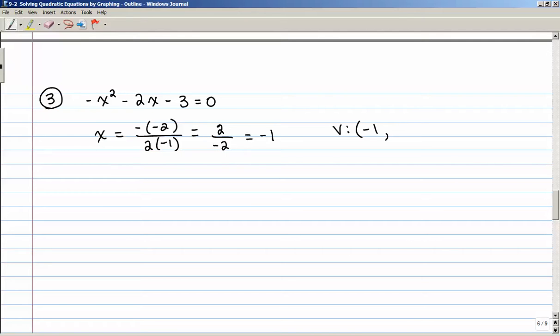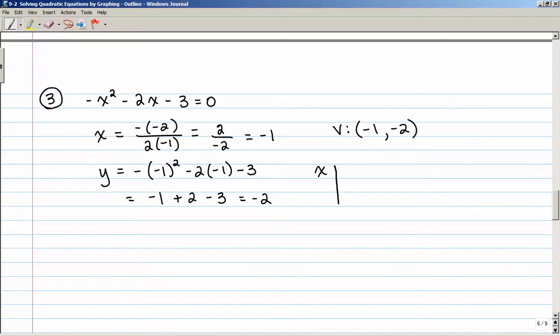Let's plug that in to find the y-coordinate of the vertex. So negative 1 squared. Now this gets a little tricky. We'll take a look at that in a minute. Negative 2 times negative 1, and then minus 3. So I want to square my negative 1 first, which gives me a positive 1, and then multiply it by negative 1. So that's negative 1 plus 2 minus 3. That gives me a negative 2. So my vertex is the point negative 1, negative 2.